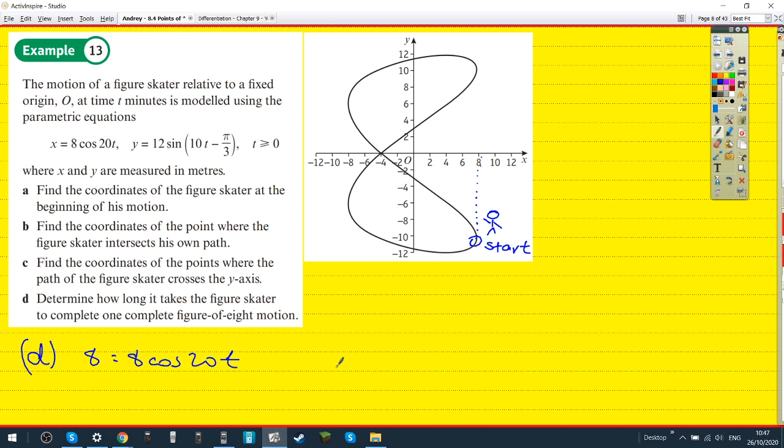I like your thinking. What is the one after 0? A tenth pi. And so is that when he comes back around? How could you check if that's the right one? Would I need to sub in 8 cos 20 times a tenth pi, and then it should be equal to 0? Or it'll be equal to 8. 8, yeah.